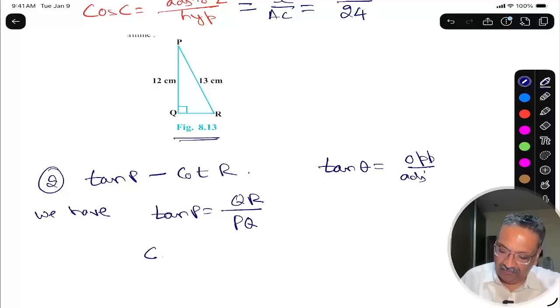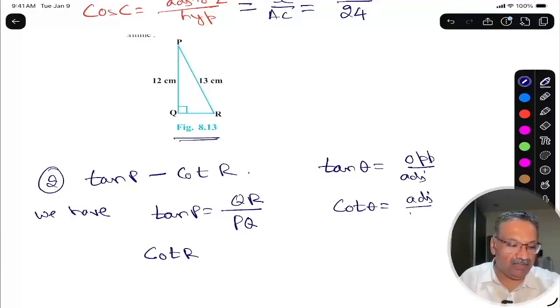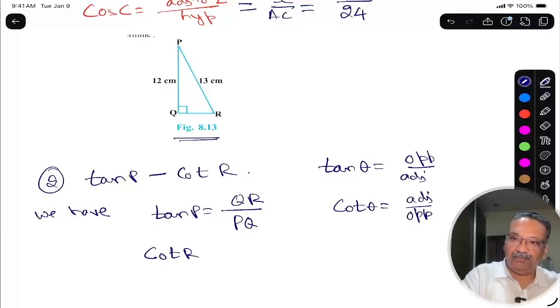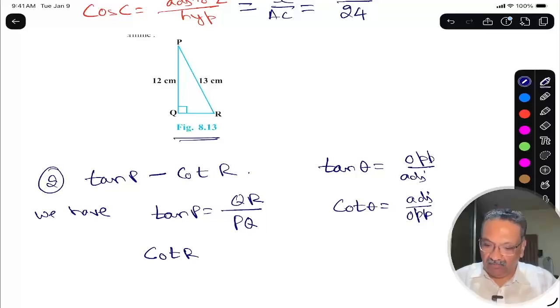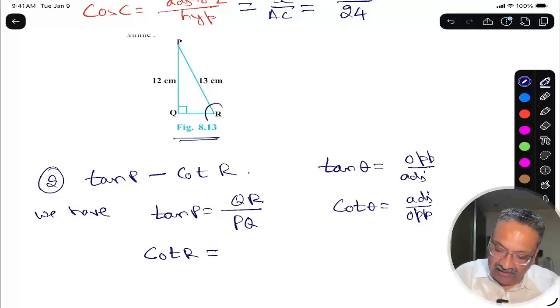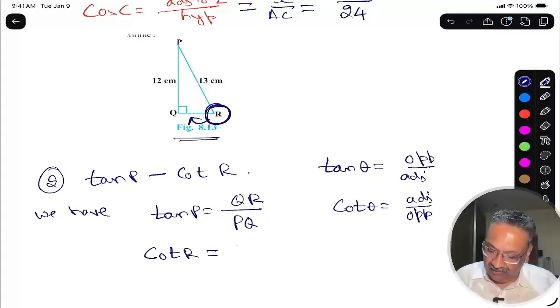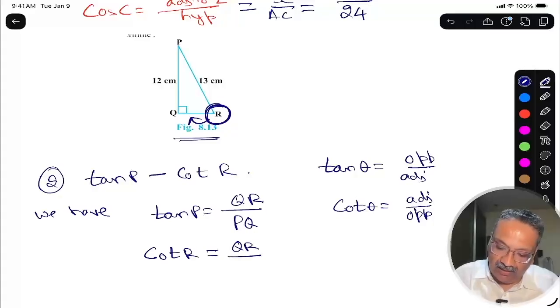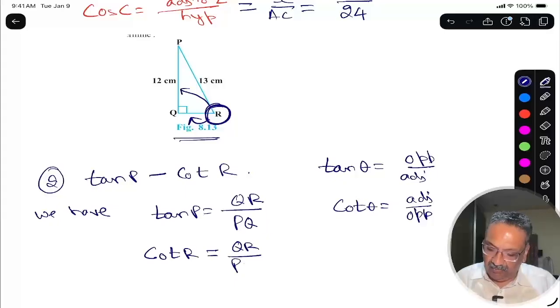Further we have cot R. What is the cot theta formula? Cot theta formula will be adjacent by opposite. Now we have cot R as adjacent by opposite. What is R angle? R angle is here. So what is adjacent to R? Adjacent to R will be QR. So QR divided by what is opposite to R? Opposite to R is PQ.